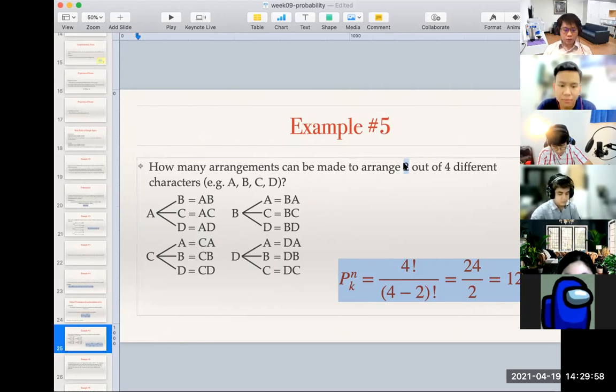Let's say this one, I want to have 15 out of 26 different characters. So how are you going to solve the question then? Are you going to list them out one by one, A, B, C, D, until you have all 26 different characters?